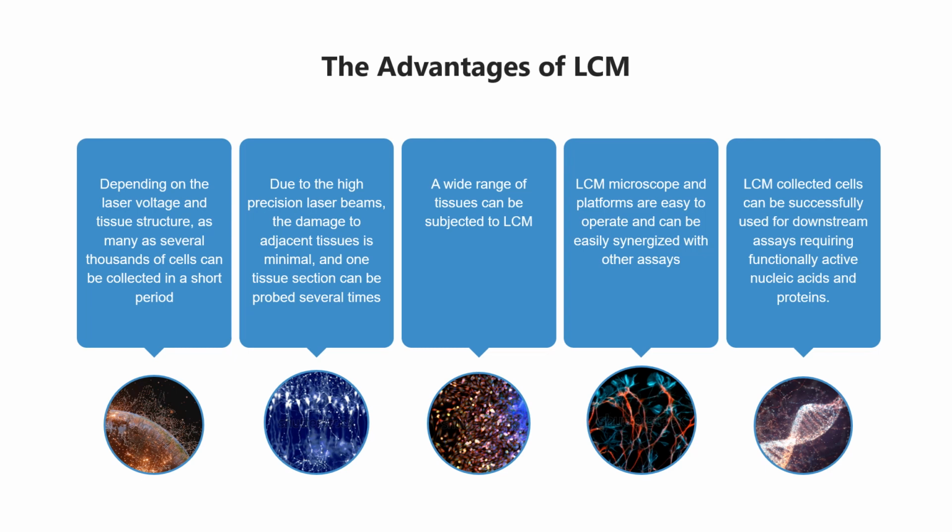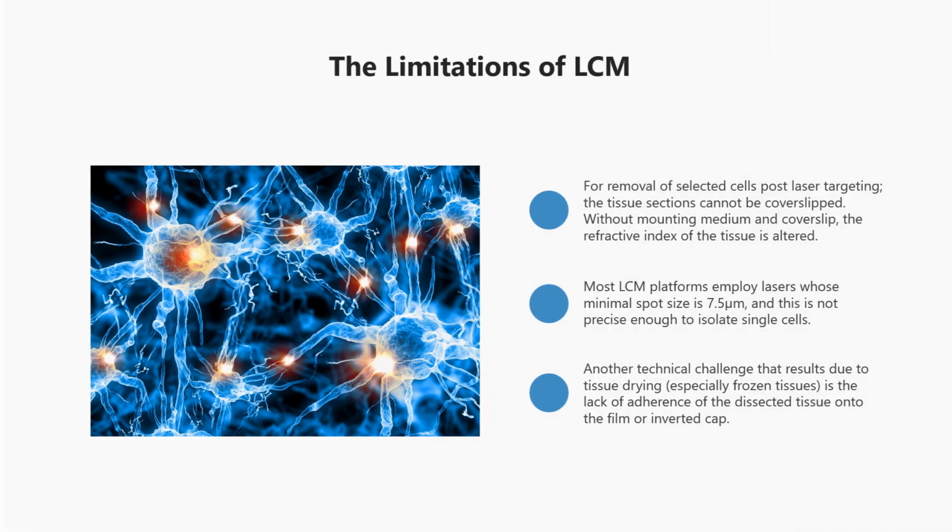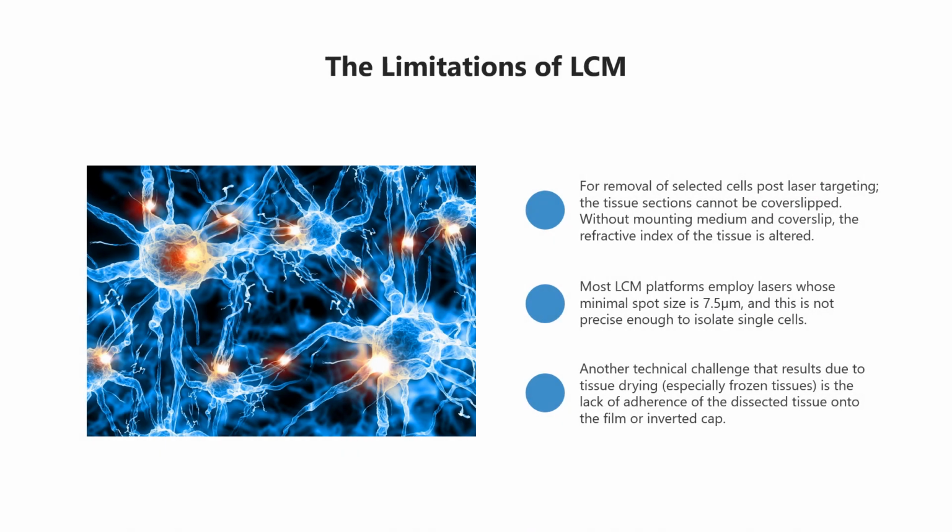LCM collected cells can be successfully used for downstream assays requiring functionally active nucleic acids and proteins. However, LCM is not without limitations. 1. For removal of selected cells post-laser targeting, the tissue sections cannot be coverslipped. Without mounting medium and coverslip, the refractive index of the tissue is altered, and that makes it difficult to visualize the desired cells. This problem is of particular concern in tissues with amorphous structures, such as tumors and lymphoid tissues.